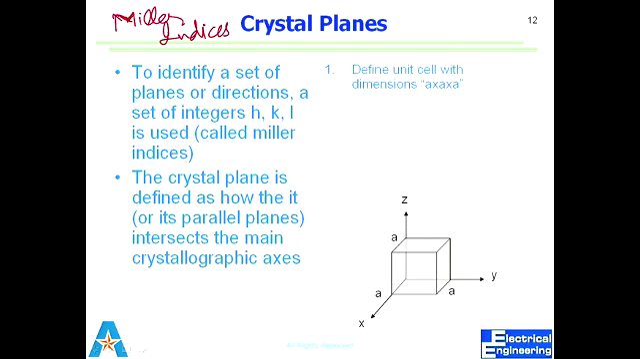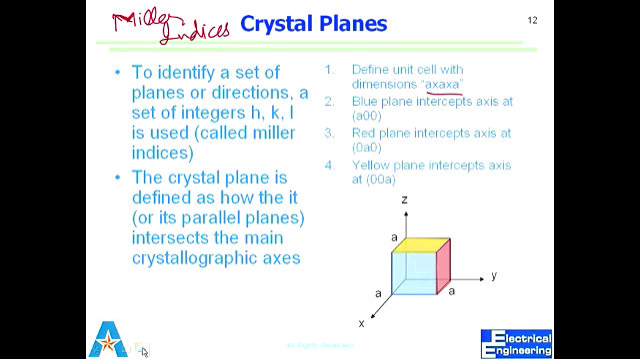So how do we define that plane? We define it by how it intersects the main axes of the crystal, and we define a set of integers called HKL. It's written there, Miller indices. So HKL is what we define. So we say, okay, this is A times A times A. I color them: the blue plane intercepts at A,0,0, the red plane intercepts at 0,A,0, and the yellow plane intercepts the axis at 0,0,A. You agree?